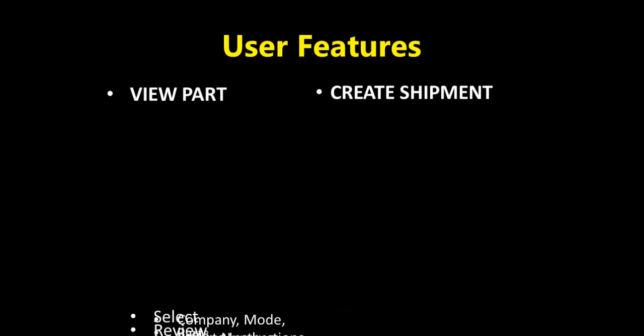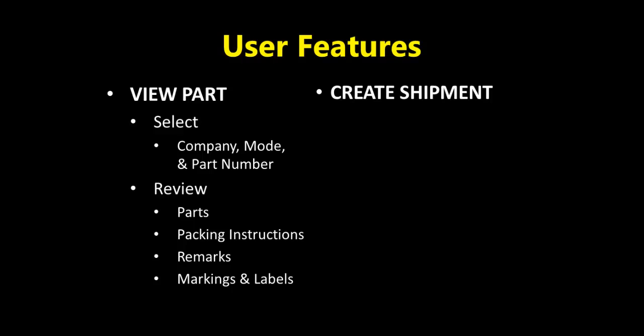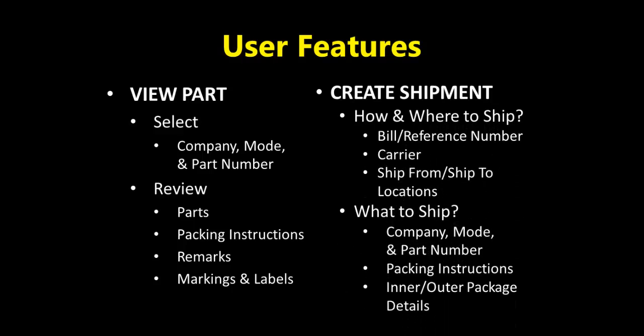This tutorial is designed to help you as a user navigate the Failsafe software system. Primarily, you will be using the View Part and Create Shipment features. Your administrator has set up all companies, modes, and part numbers that relate to your operation. As a user, you know what to ship, how much to ship, and where to ship it.